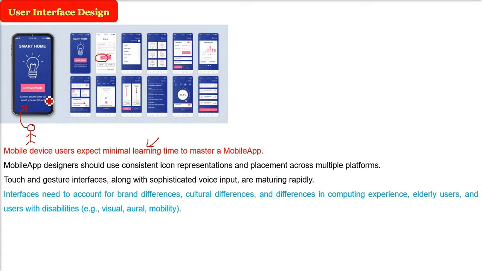For example, the brand differences. There are different people, different brands, and different ways people see or want to work. The cultural differences: a person who is in Arab, a person who is in, say, Uganda, the cultural difference means the user interface has to be different. Then differences in computing experiences. Some may have good memory, some may have less.